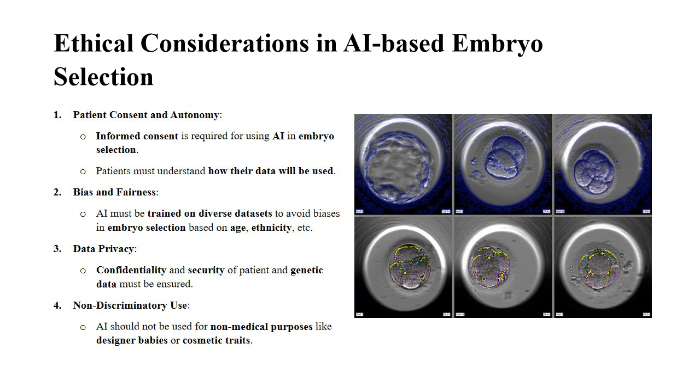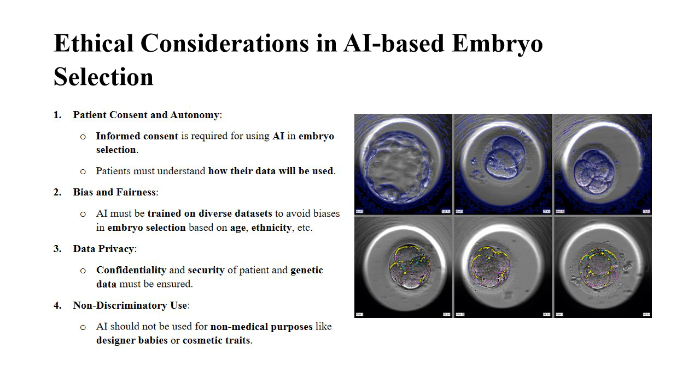5. Ethical considerations in AI-based embryo selection. A. Patient consent and autonomy. Informed consent is crucial when using AI in embryo selection. Patients must be fully informed about the AI systems involved in their treatment and how their data will be used. Patient autonomy should be respected, allowing patients to make informed decisions about whether to use AI-based embryo selection or not.